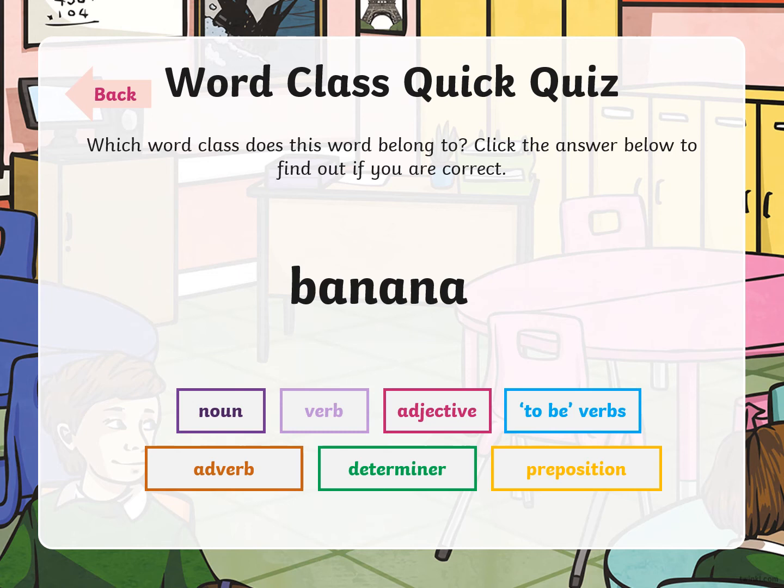I'll give you 5 seconds. Okay, that one is a noun. Hopefully you've got that written down. Next one. Am. Now I'm going to put this one in a sentence. I am happy. Short sentence, but it's still a sentence. I am happy. Think about it. Which one is that? 5 seconds. That is the verb to be.